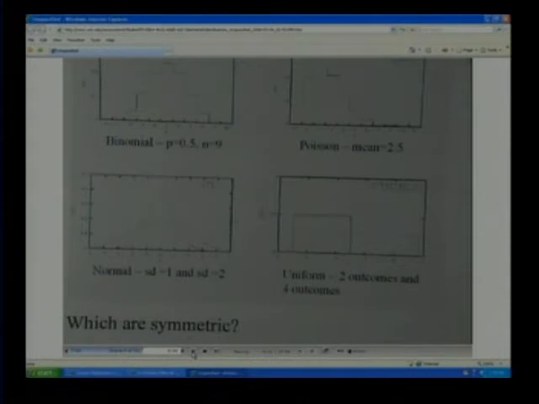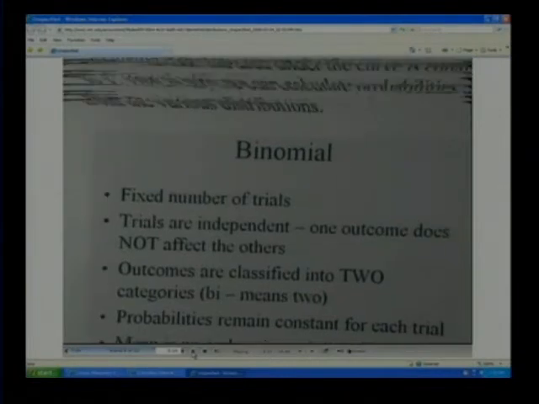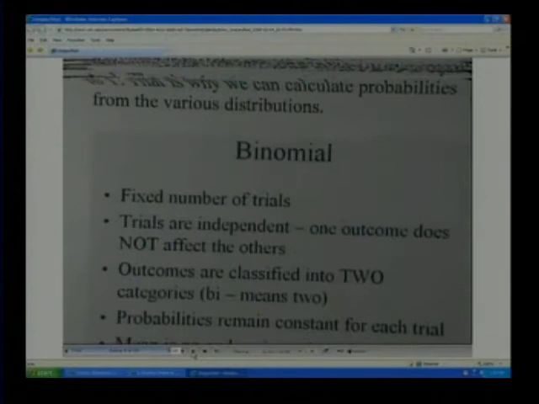The binomial is going to be a fixed number of trials. The trials are independent. You flip the coin, next time you flip the coin, it doesn't matter what you flipped the first time, the second one is going to be independent of that. The two outcomes are classified into 2 categories.